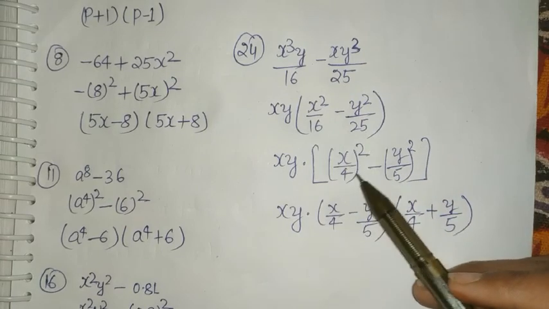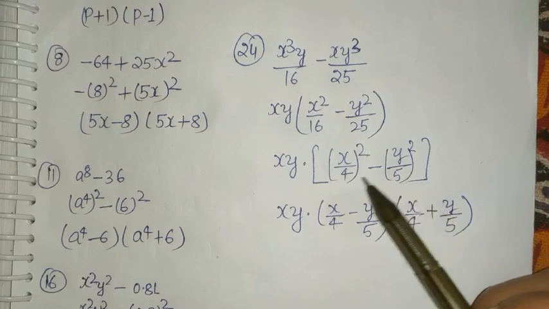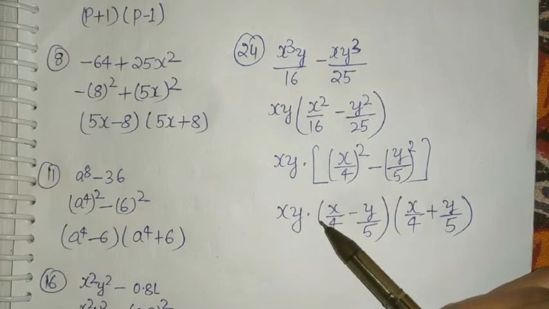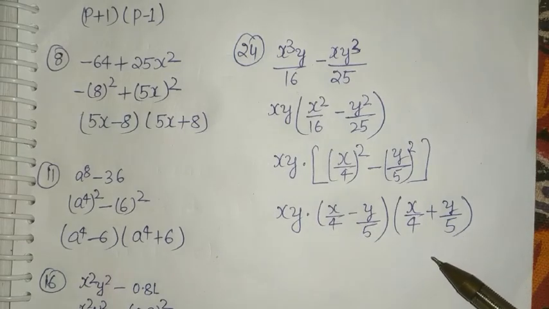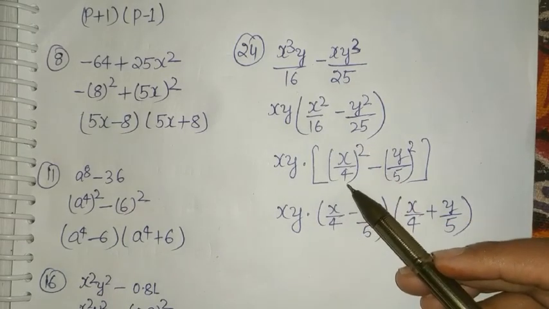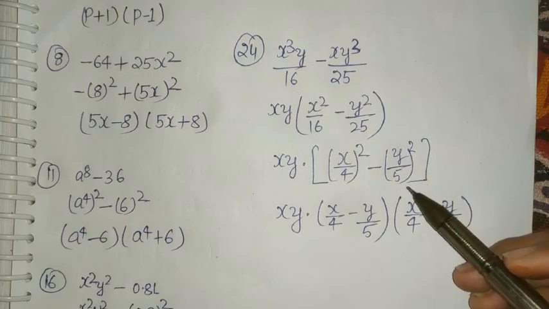Now we have this term as a square minus b square. So we will write xy into (a minus b) into (a plus b), and instead of a, x upon 4 is given, and instead of b, y upon 5 is given.